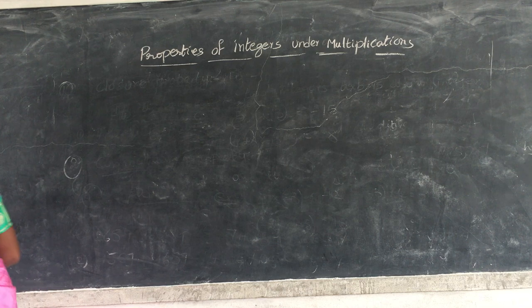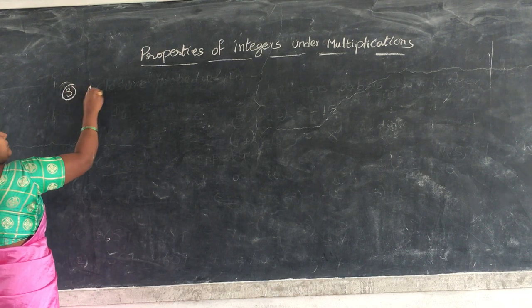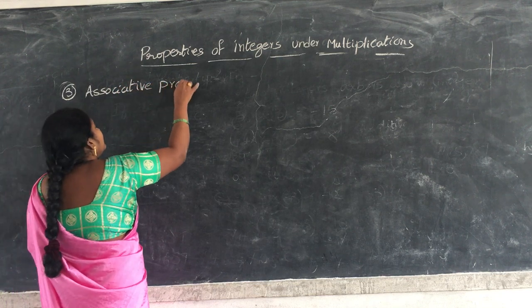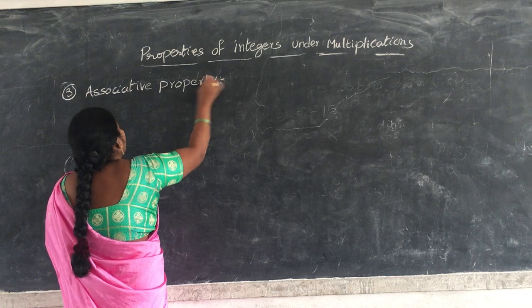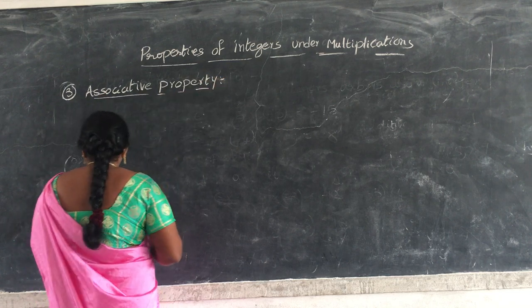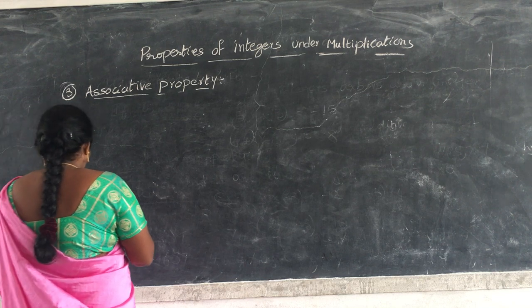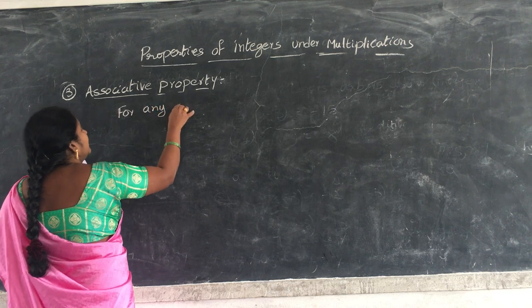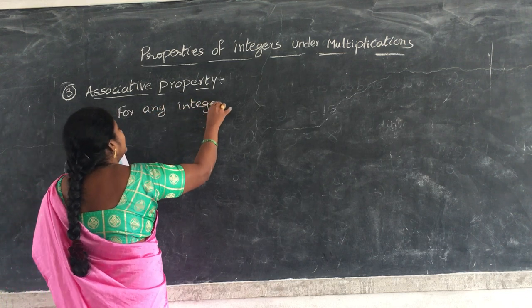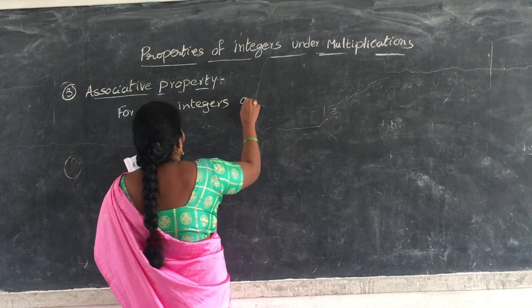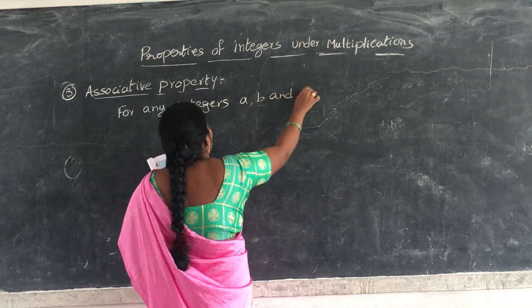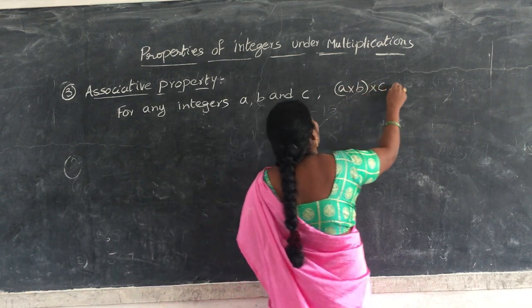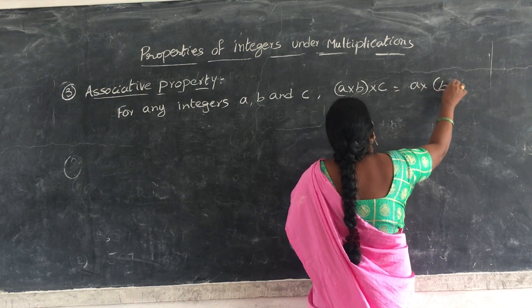Property. For any integers a, b, and c, a into b, into c is equal to a into b into c.